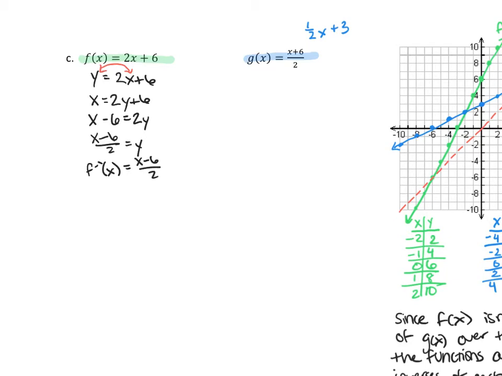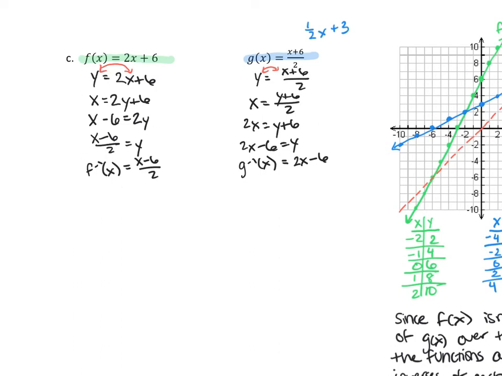So we found f inverse of x. Let's try to find g inverse of x. So again, same steps. Replace g of x with y. Switch your x and your y values. So we get x is equal to y plus 6 over 2. Now to get y by itself, I'm going to multiply both sides by 2 and subtract 6 on both sides. Lastly, I'm going to replace y with, in this case, g inverse of x. So we have g inverse of x is equal to 2x minus 6. So we have found the inverses for both of our functions.